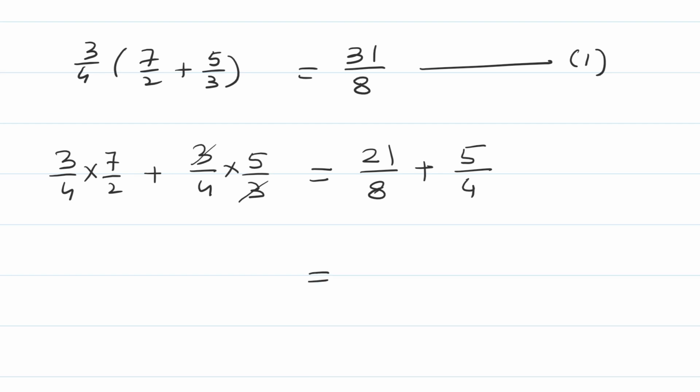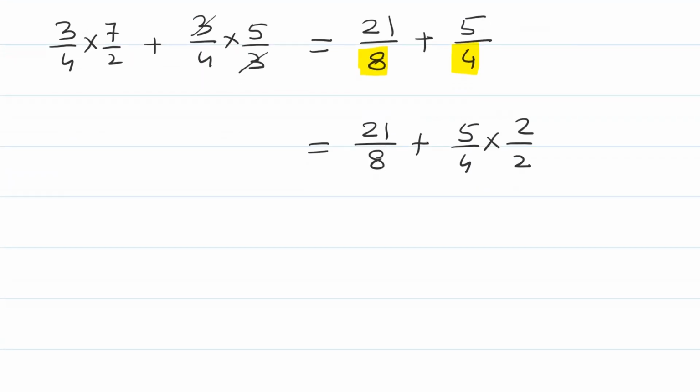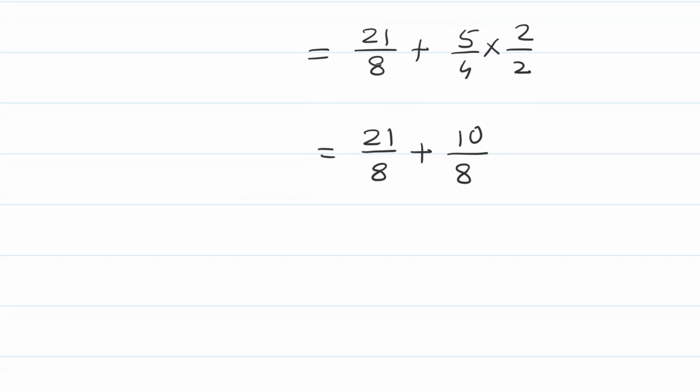Now to add two fractions, use the LCM method. LCM of 8 and 4 is 8. So multiply and divide the second number by 2 to change its base from 4 to 8. So 21 upon 8 plus 10 upon 8, that is equal to 21 plus 10 upon 8, that is equal to 31 upon 8.